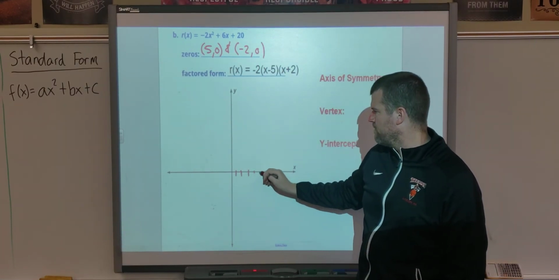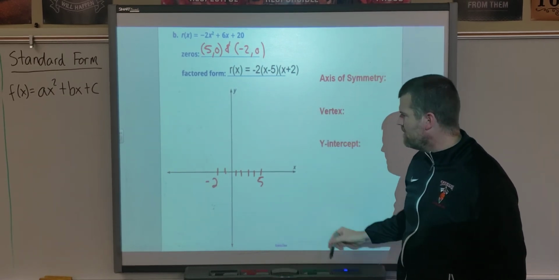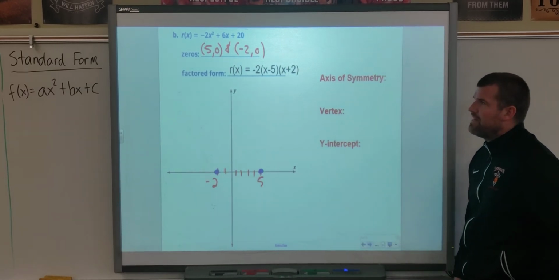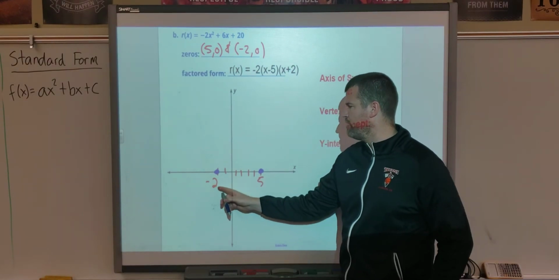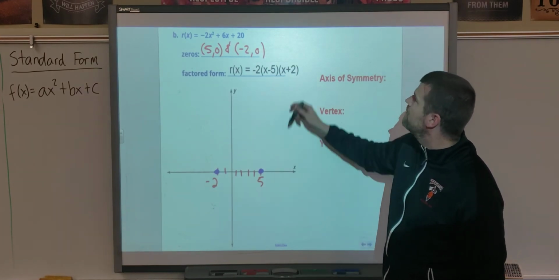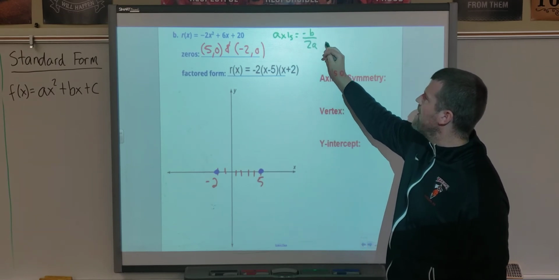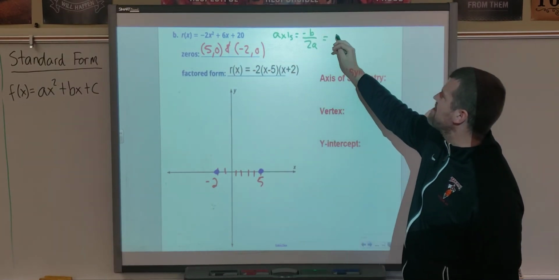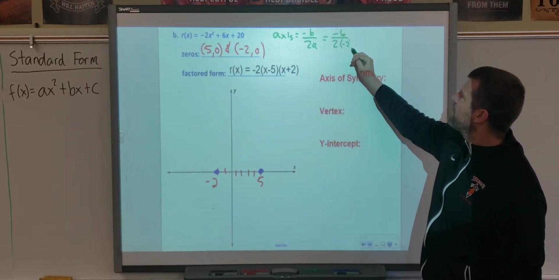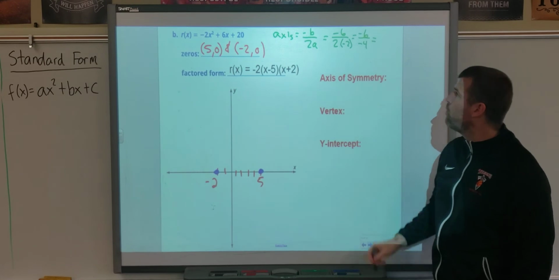So 1, 2, 3, 4, 5, and negative 2. I can put my x-intercepts at those 2 spots. I know it's going to open down. Now the axis of symmetry, we could count halfway between negative 2 and 5. Or if we use our standard form, our axis is negative b over 2a. So that's going to be negative 6 over 2 times negative 2, which is negative 6 over negative 4. And if you divide those, you get 1.5.